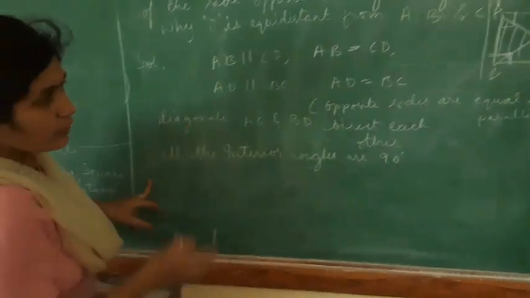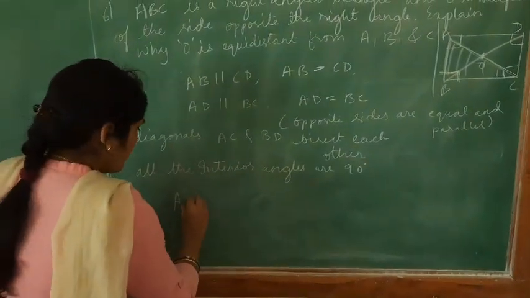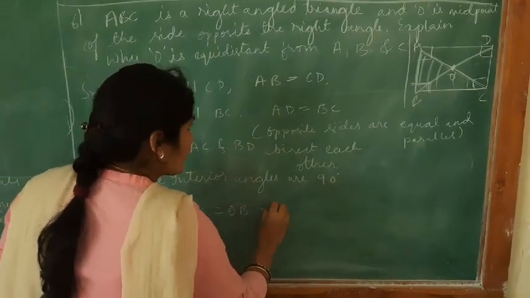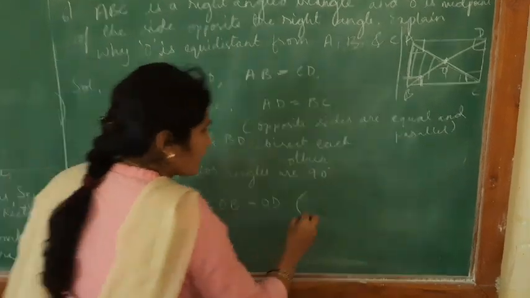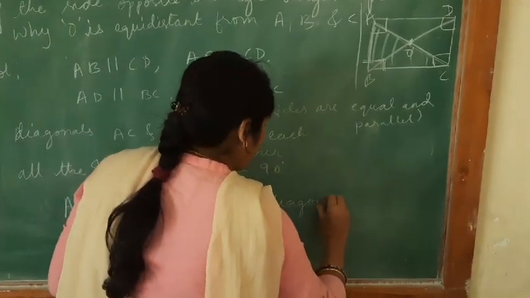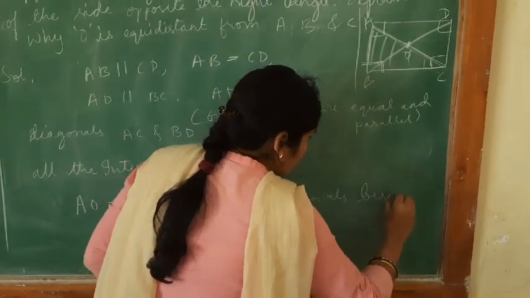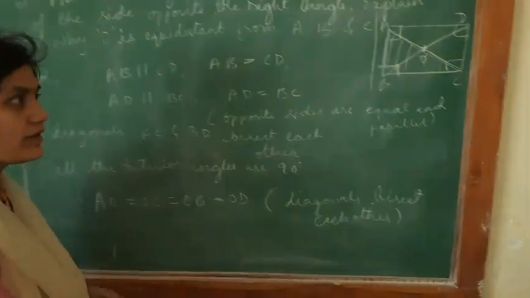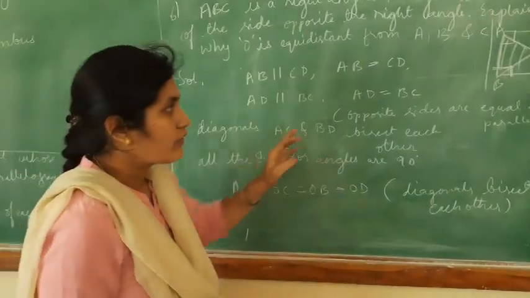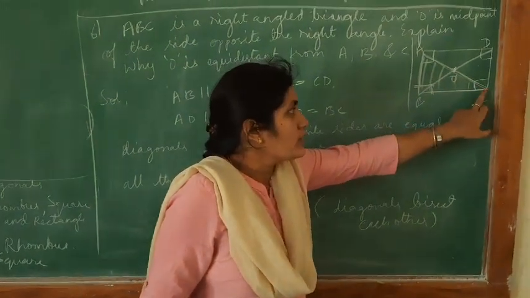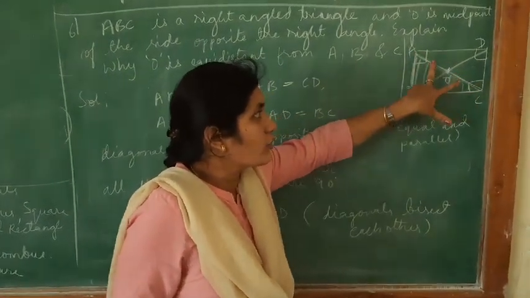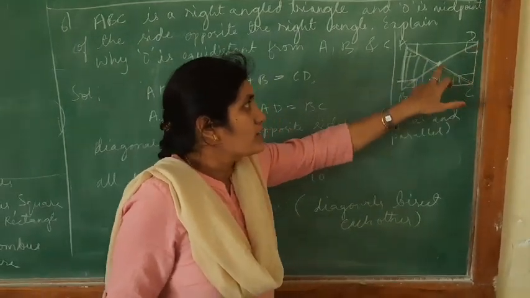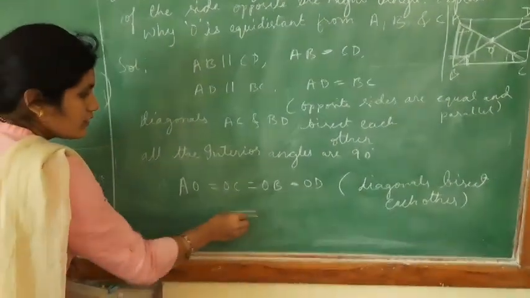Now, by observing all this, we can say that AO is equal to OC is equal to OB is equal to OD, because the diagonals bisect each other. So the midpoint of a diagonal divides the diagonal into two equal parts. So AO is equal to OC because AC is double of AO. So OB is equal to OD and OC is equal to OA. This is the proof.